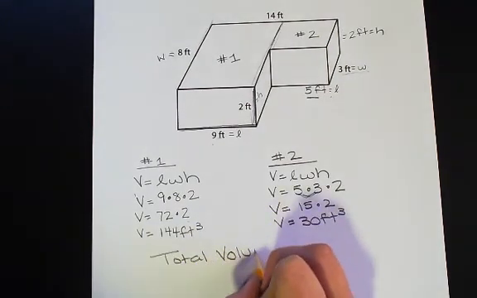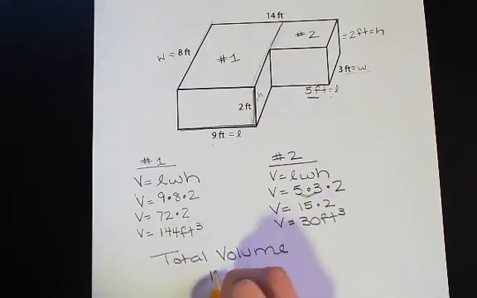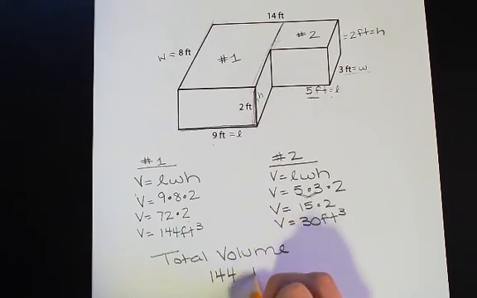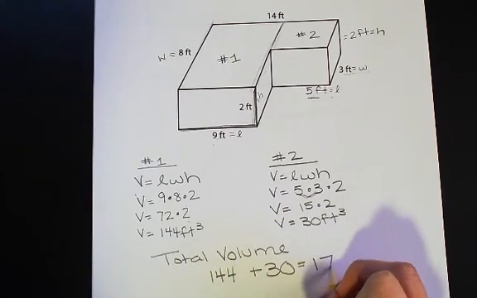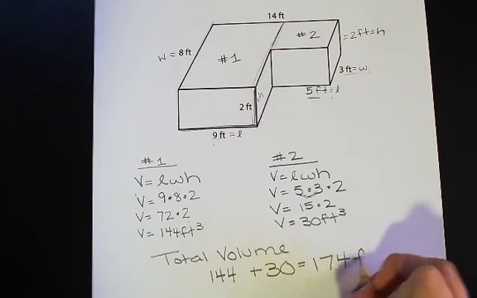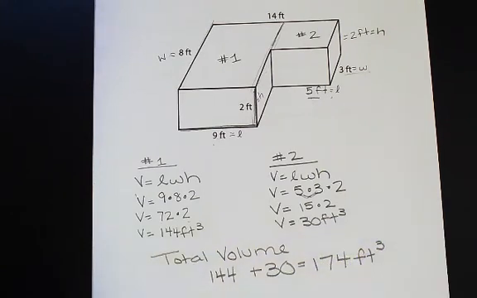So my last step is to find the total volume of the shape. In order to find the total volume, I'm just going to take my 144, and I'm going to add 30 more to it, and then I get 174 feet cubed. So that right there was one way that you could have solved the problem. I just want to show you that I did actually do this problem another way the first time I did it.